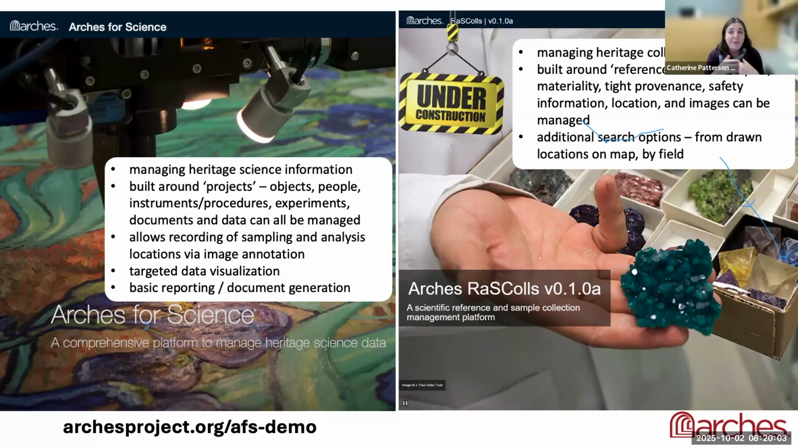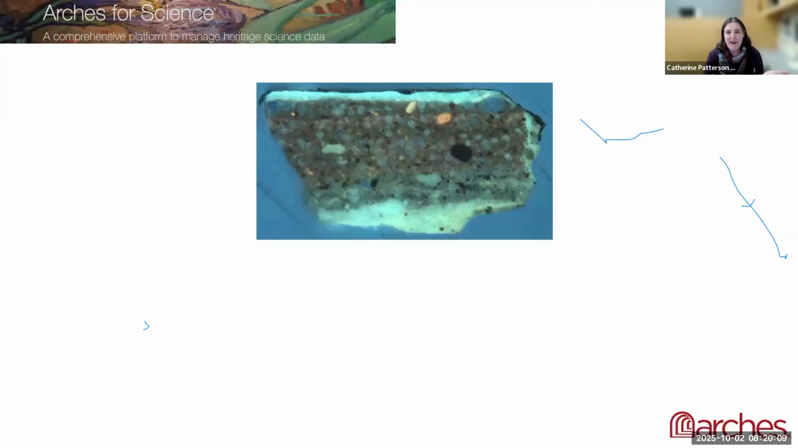Why this is important and why it matters to Arches for Science, hopefully I will demonstrate for you on the next slide, which is to go back to that lovely cross-section from the Manet that we briefly discussed. So when I'm in the thick of an analysis, thick of a project, doing the work on the Manet, what's important to me about this sample is a certain subset of data.